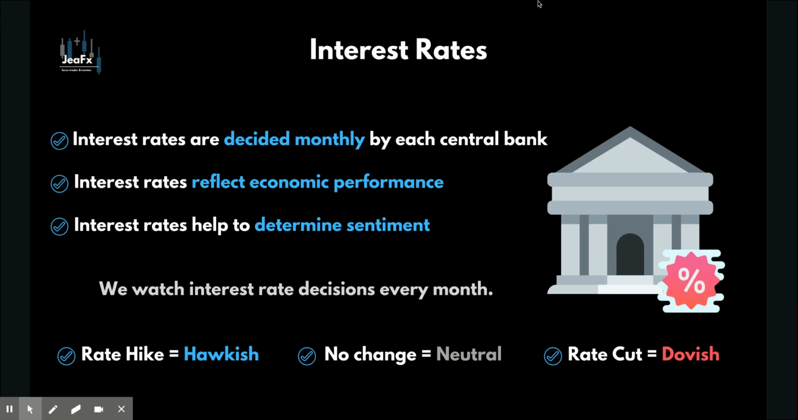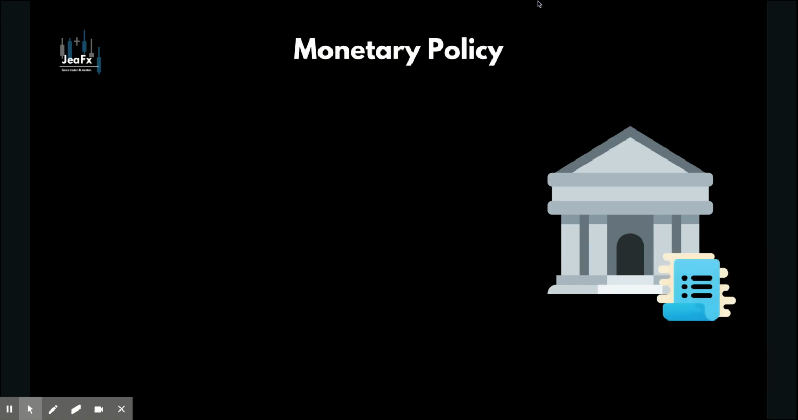If rates are cut, this is dovish, which is the opposite to hawkish. It means the economy is bearish, and chances are the currency values are going to fall, and we're going to see a decline over the coming weeks. So that is how we react to interest rates. And that is something we're going to follow every single month, as mentioned. The interest rate decisions are made every 4 weeks by each of the individual central banks around the world.